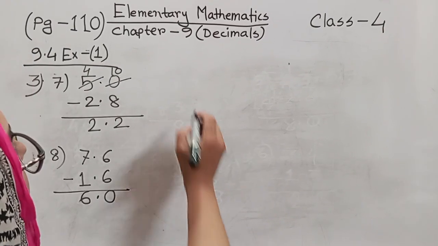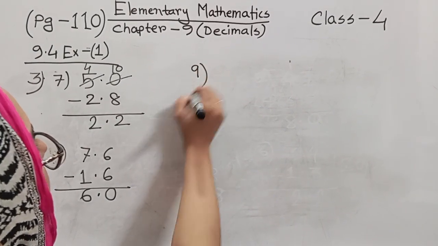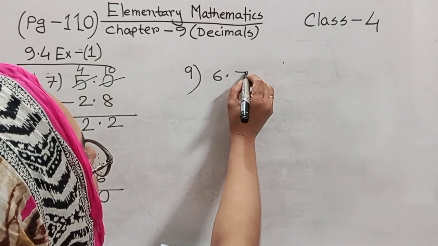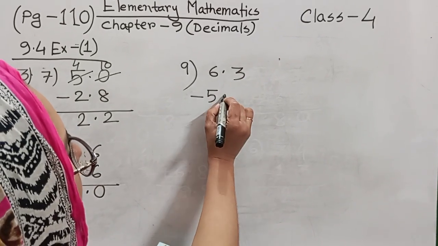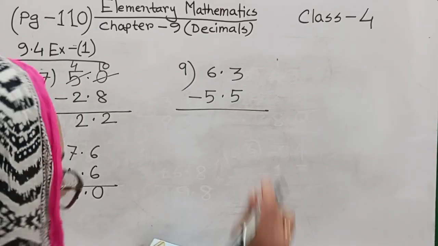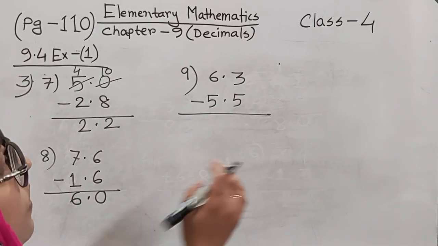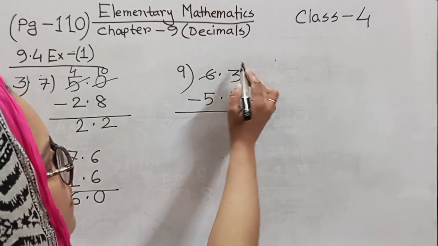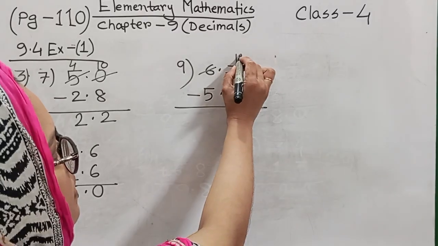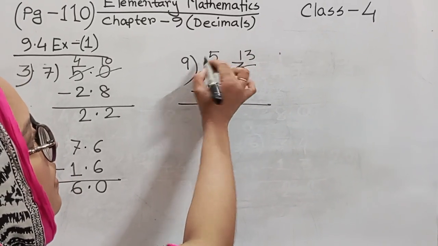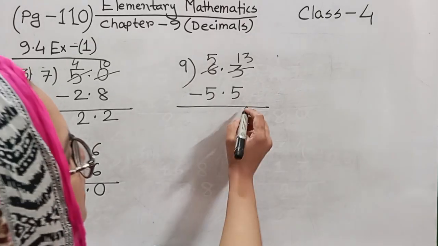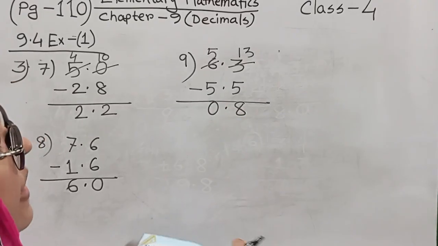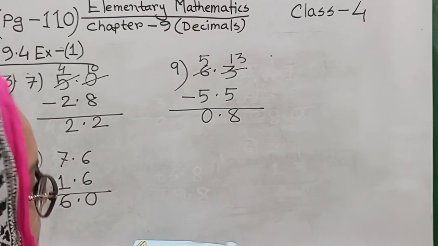The next math, question number 9. 6.3 minus 5.5. So we cannot subtract 5 from 3. That's why I will take 1 from the 6, and this 3 will be 13, and the 6 will become 5. 13 minus 5, 8. Decimal point, 5 minus 5, 0. So the answer is 0.8.